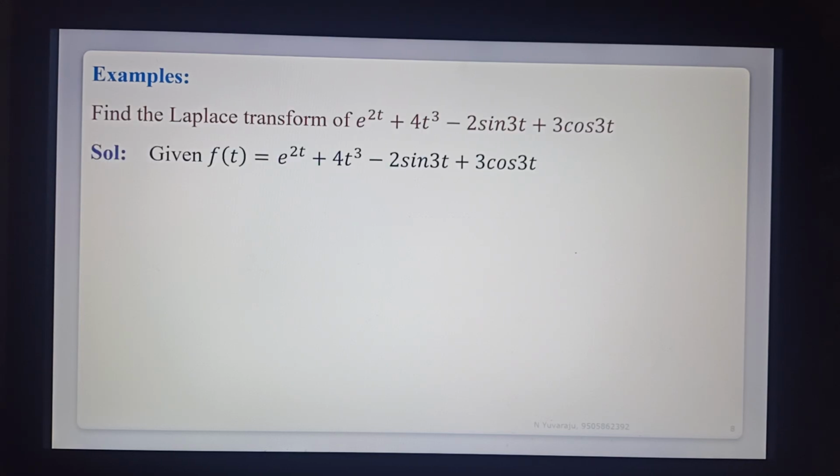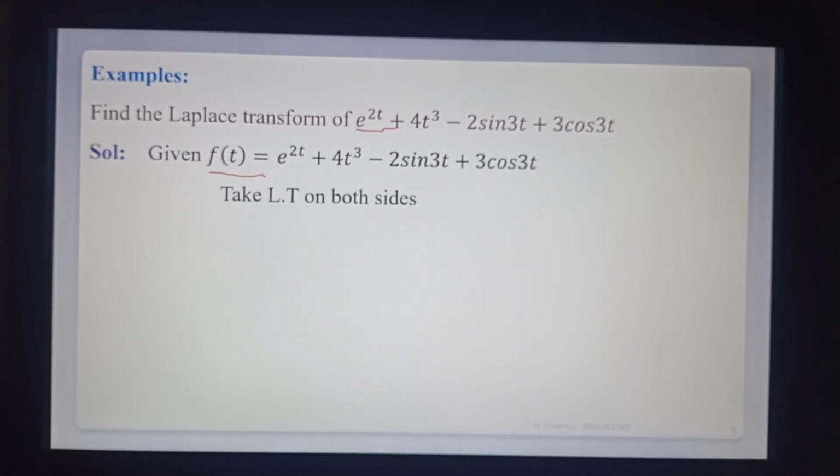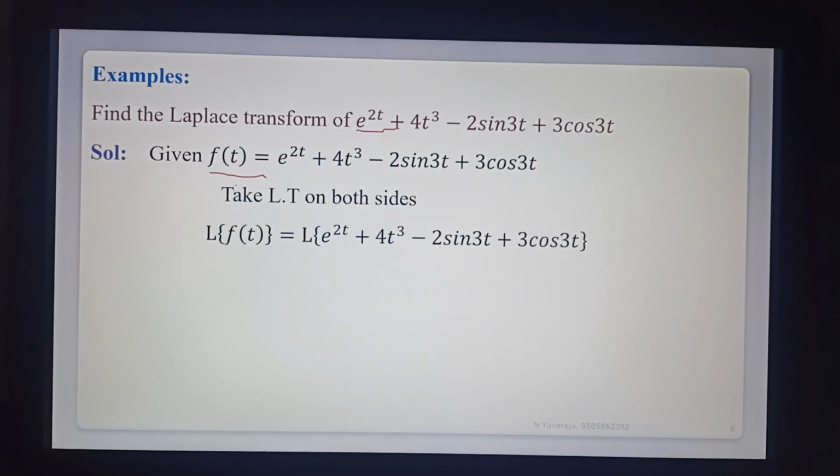See the example here. Find the Laplace transformation of the given function e power 2t plus 4t cube minus 2 sin 3t plus 3 cos 3t. Assume this function is f of t. Now applying the Laplace transformation L on both sides, L of f of t is equal to L of the given function.